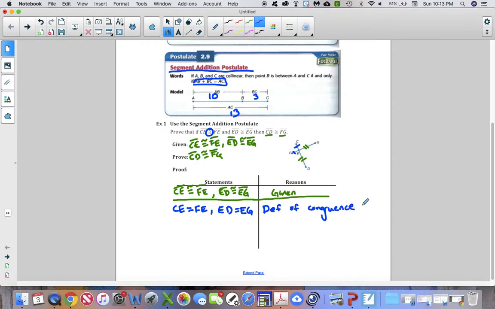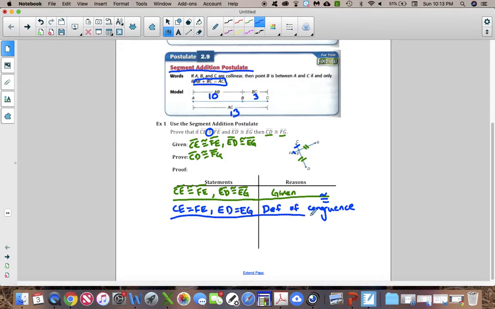C-O-N-G-R-U-E-N-C-E, definition of congruence. Now, if you want to be lazy, you can write the symbol for congruent. That's totally fine. Definition of congruence. So basically it takes that and makes it so that they are exactly equal to each other. Okay, so there's that thing.